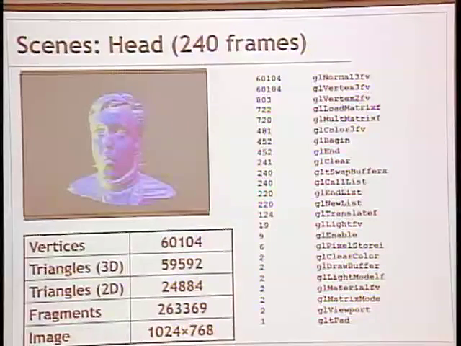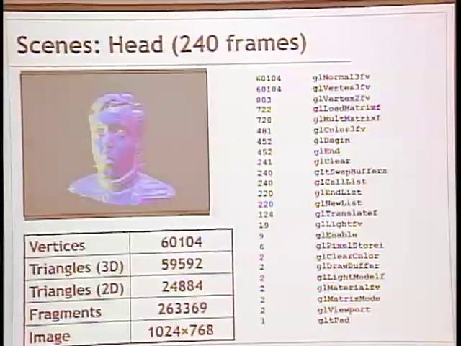Okay, so we can look at statistics here, and we can make some conclusions about the strategy used to render here. So this is a Cyberware scan of somebody's head. And if we trace it, we figure this stuff out. So we do this many vertices, this many triangles. This is how many fragments come out. This is how big the image is. And those are all the GL calls we made. Okay, so then I can ask you some questions about this. All right?